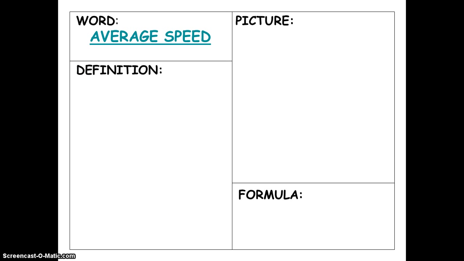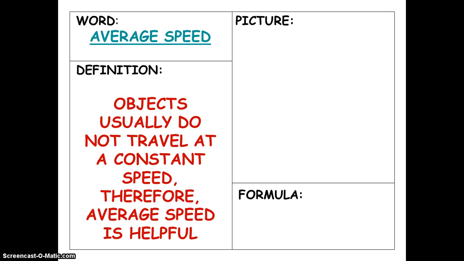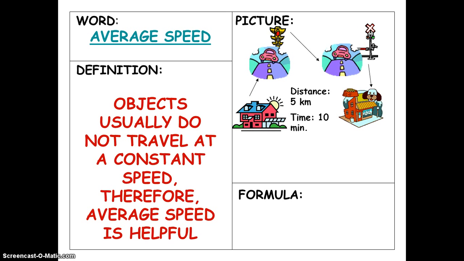Alright, next word is average speed. The average speed occurs when objects don't travel at a constant speed. So therefore we have to use the average speed. If you travel a distance of 5 kilometers and it takes you 10 minutes, you're probably not going to travel at a constant speed. You might get stopped by a stop sign. You might get stopped by a train. You may have to go to the store and stop at the store. And so you're going to find the average speed.